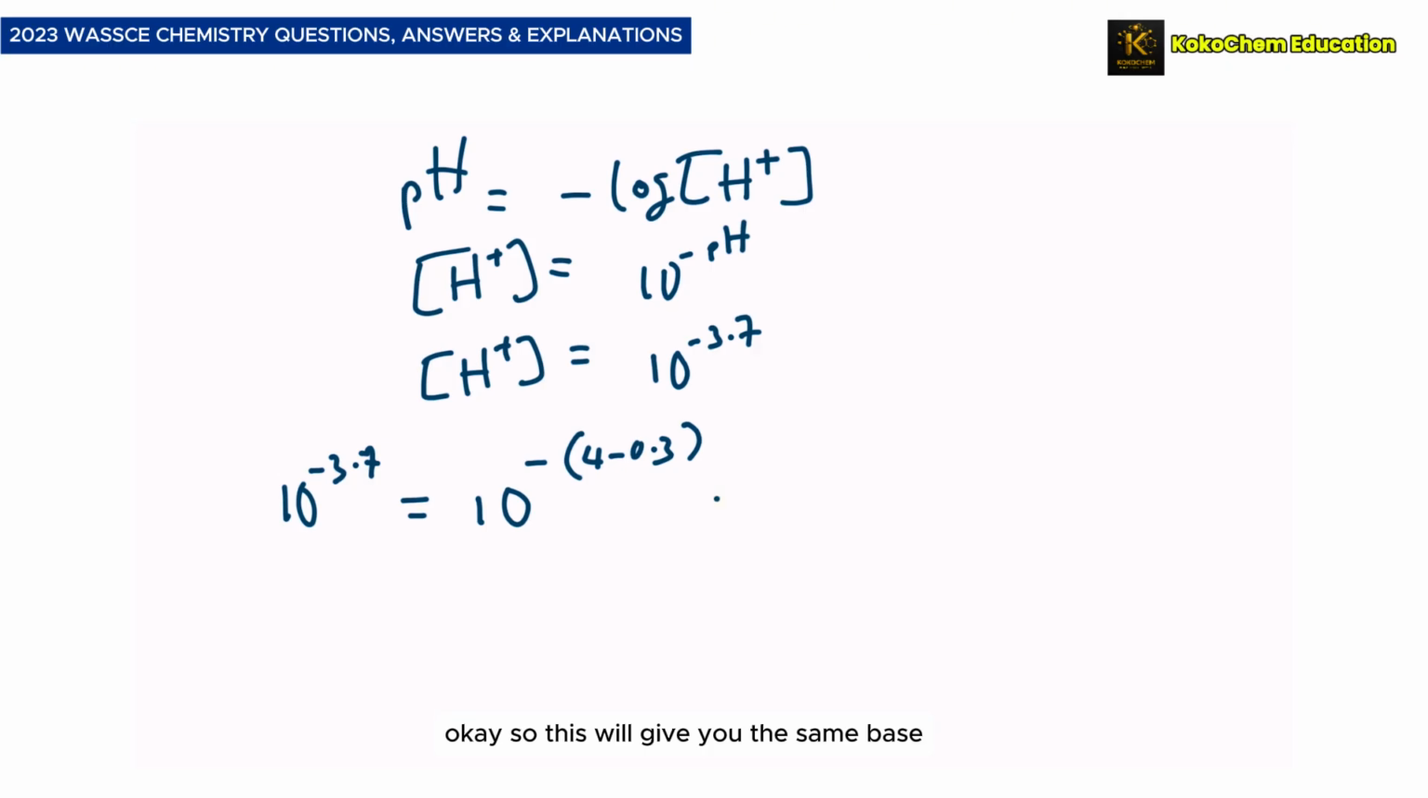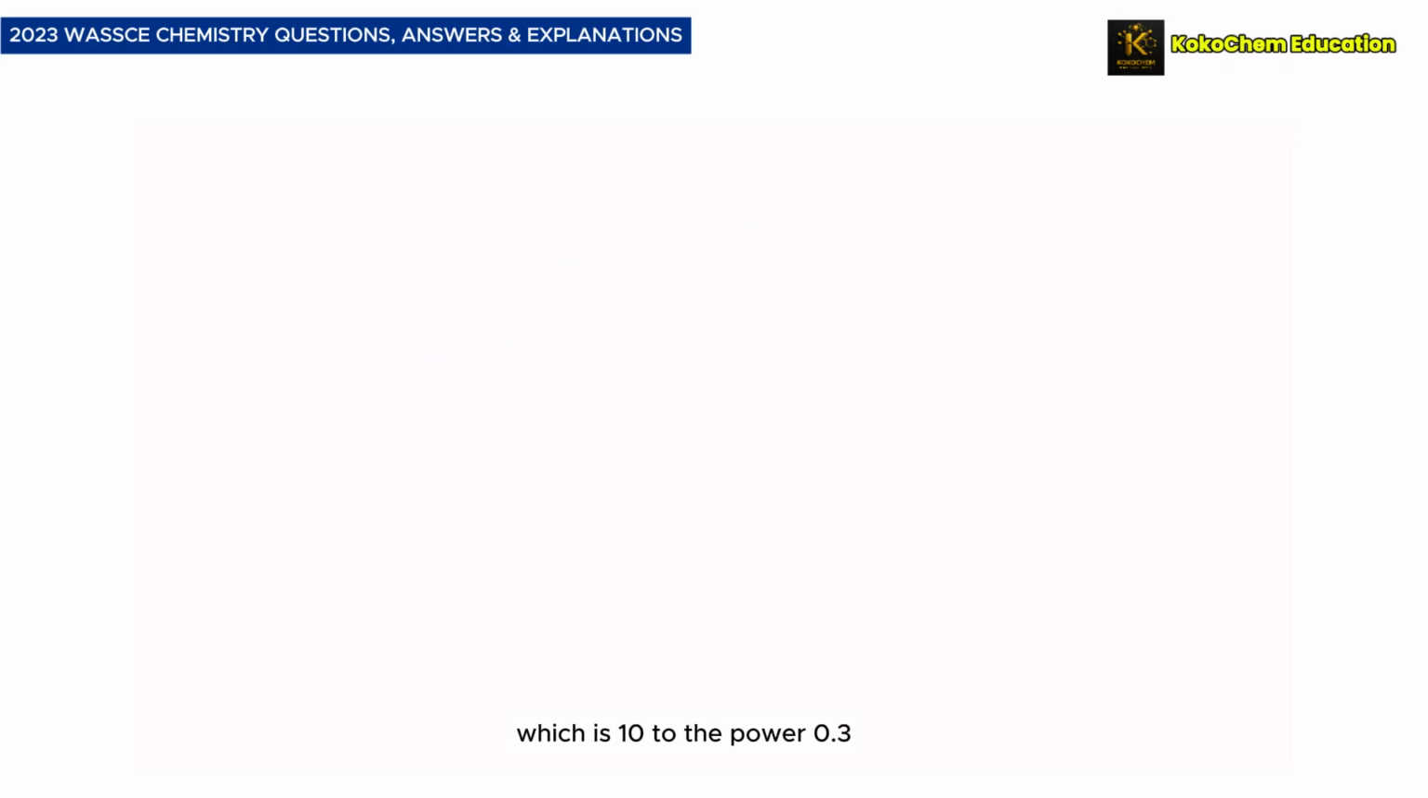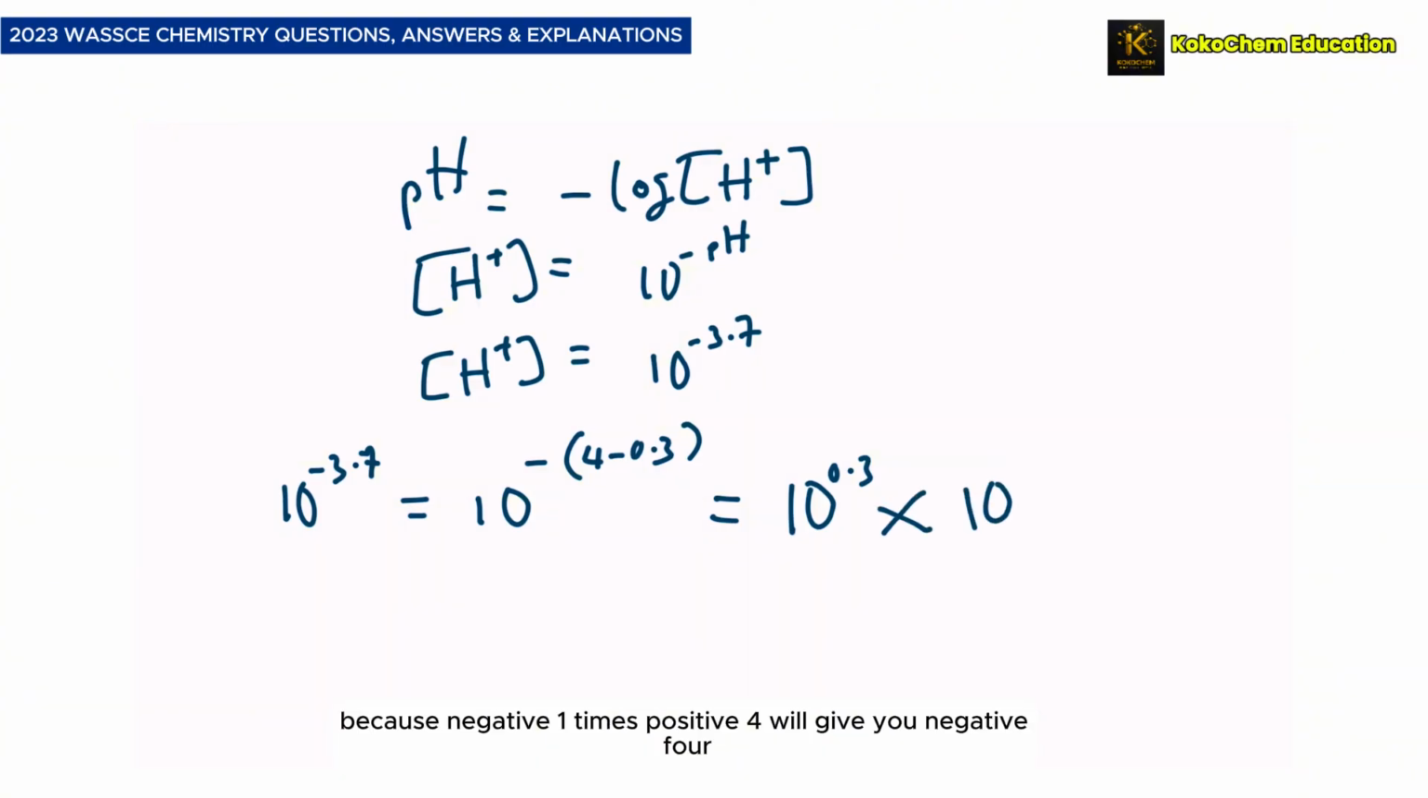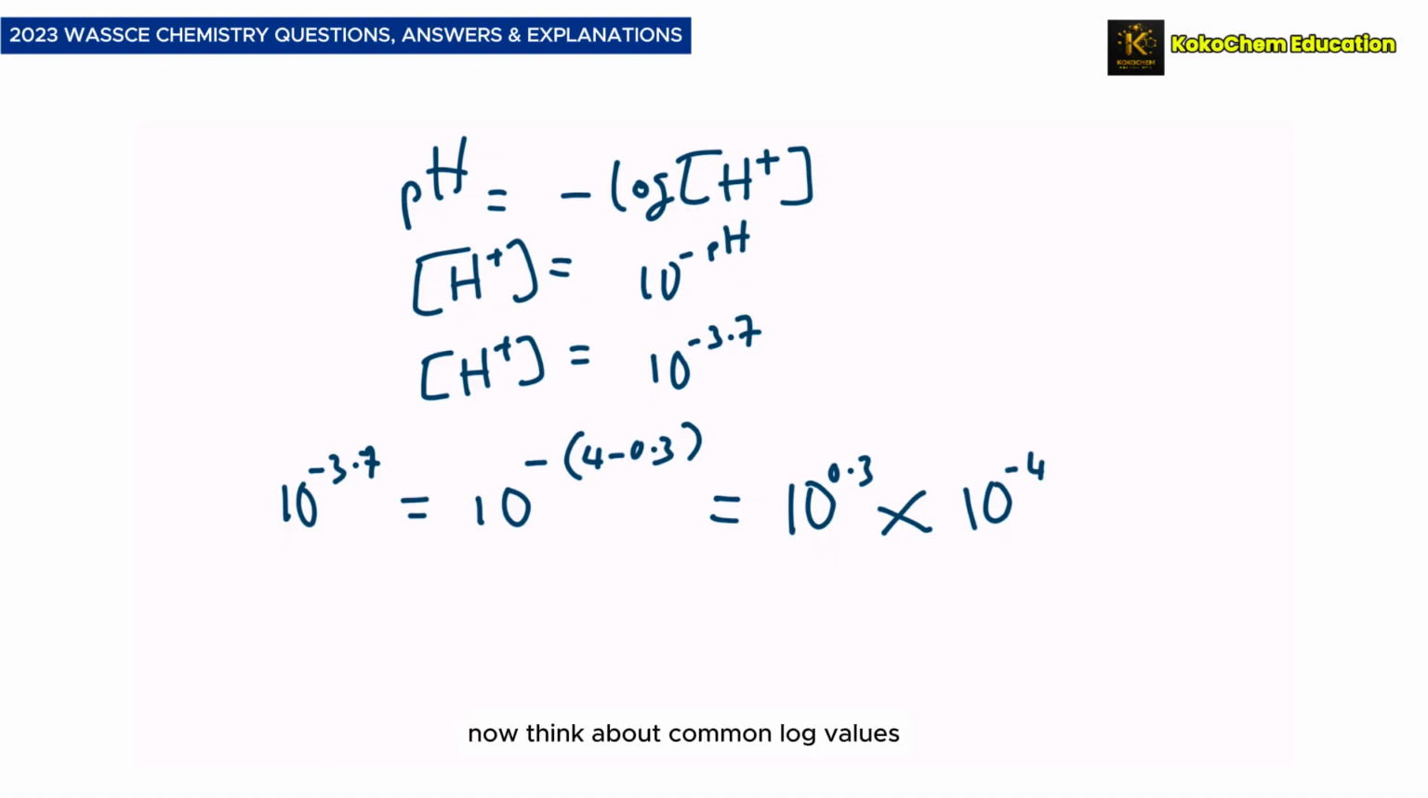This will give you the same base, which is 10 to the power positive 0.3, because negative 1 times negative 0.3 will give you positive 0.3, times 10 exponent negative 4, because negative 1 times positive 4 will give you negative 4.